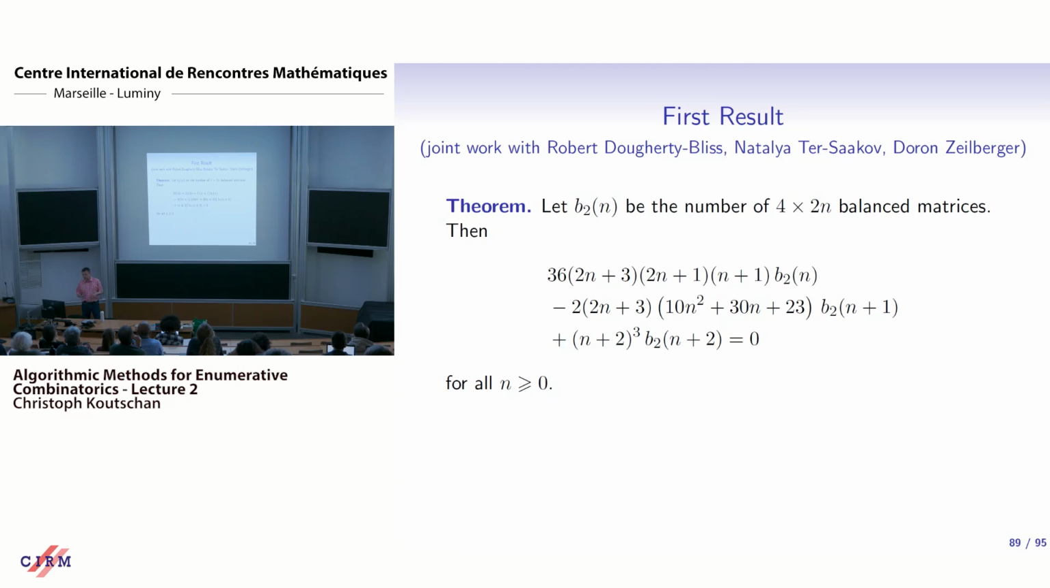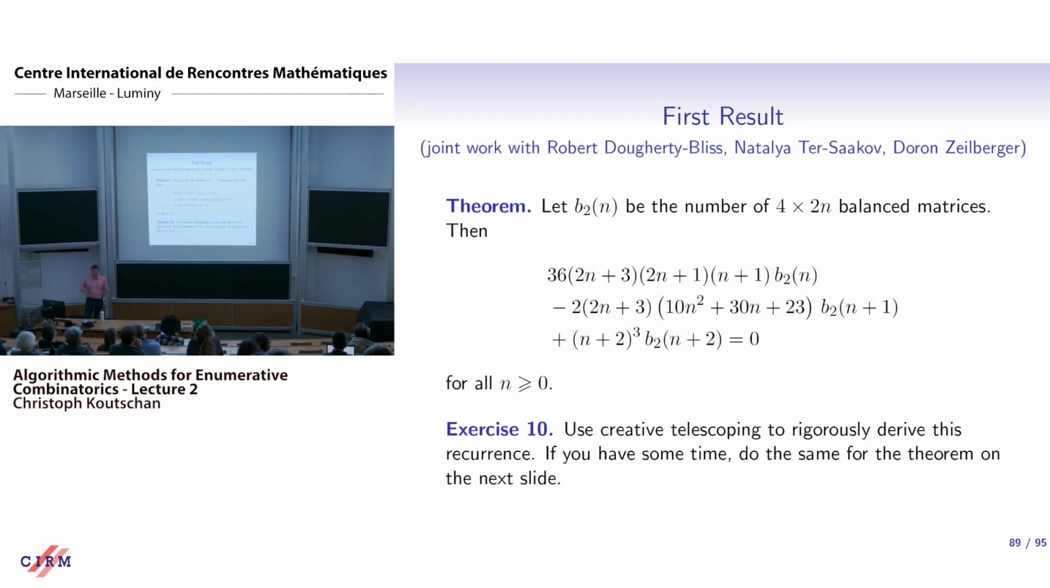Okay, and using this approach, we can provably find the second order recurrence for the number of 4 times 2n balanced matrices. I should say that all this work on balanced matrices is with these co-authors, Robert Doherty-Bliss, Natalia Tersakov, and Doron Zeilberger.